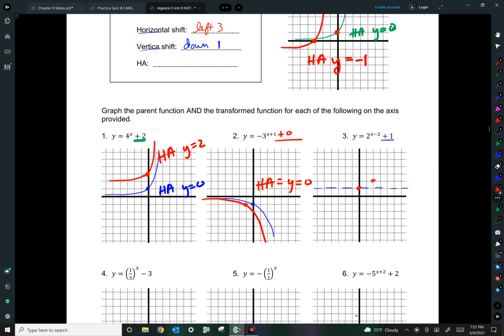So if I draw my basic shape, I'm going to get rid of that original right there. So it levels off right here, goes through that point, and then shoots up. So having that horizontal asymptote there kind of helps you draw the graph, I think.